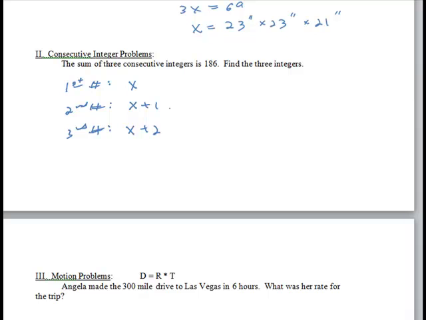So what the problem tells us we're doing with these three numbers is adding them together, the keyword sum. So x plus x plus 1 plus x plus 2 is equal to 186. And as we see already at this point, we have a linear equation with one variable which we can solve.